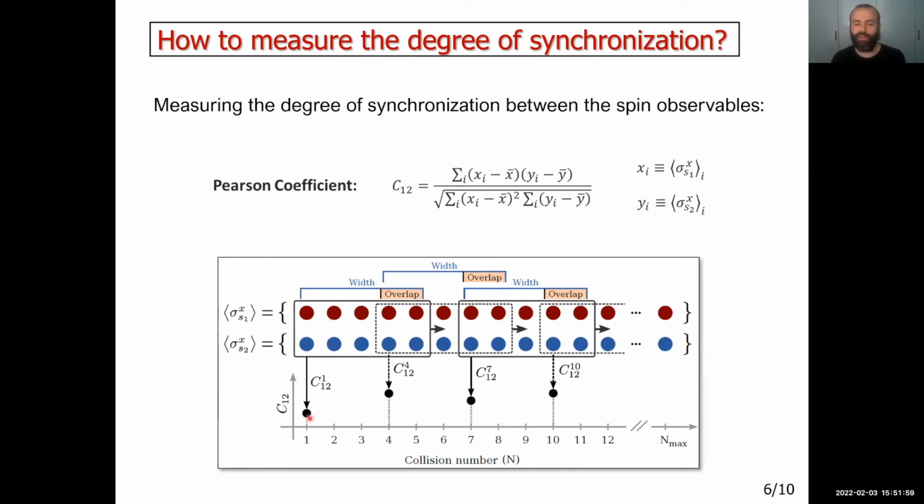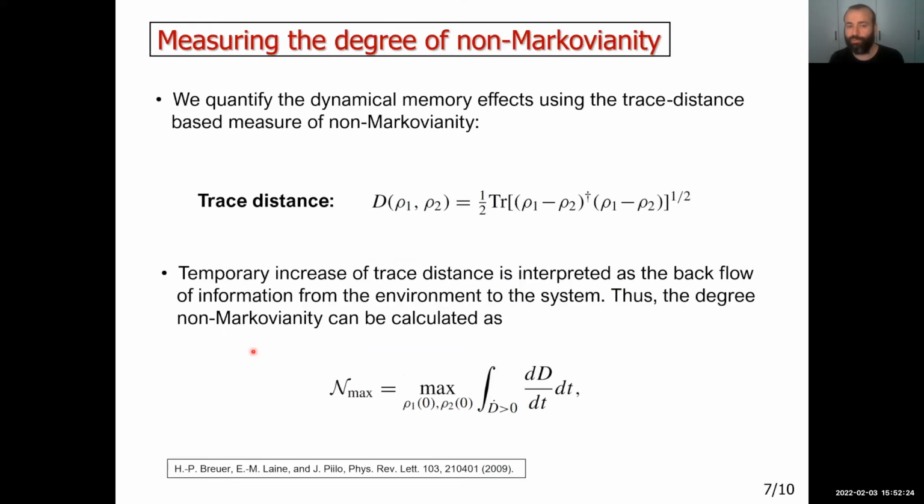And then we calculate for each sub-data set the value of the Pearson coefficient, and we draw it as a function of the collision number. In other words, we could say it's time. Okay, so you see, we check whether it goes to 1 or -1 or 0, I don't know, some other number. This will tell us about the nature of the synchronization. Okay, this is how we quantify synchronization, but what about the quantification of non-Markovianity?